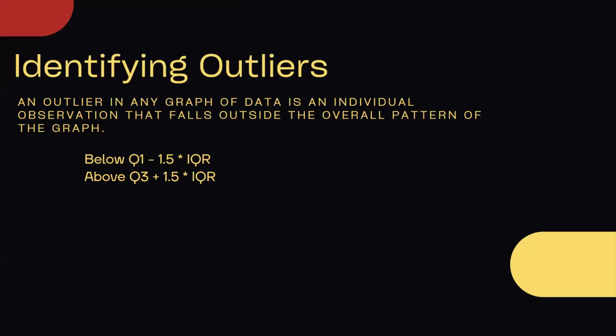One of the key features is to be able to identify outliers. An outlier in any graph of data is an individual observation that falls well outside of the overall pattern of the graph. To calculate, you take the Q1 value and subtract 1.5 times the IQR, and anything below that is a lower outlier. For the upper outliers, anything above Q3 plus 1.5 times the IQR.